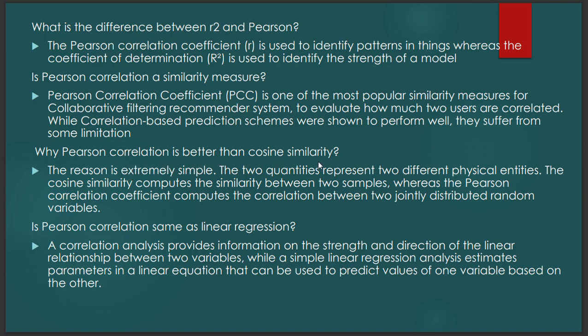Why is Pearson correlation better than cosine similarity? The reason is extremely simple. They are quantities referring to different physical entities. The cosine similarity computes the similarity between two samples, whereas the Pearson correlation coefficient computes the correlation between jointly distributed random variables. Pearson correlation is the same as linear regression. A correlation analysis provides information on the strength and direction of the linear relationship between two variables, while simple linear regression analysis estimates the parameters in a linear equation that can be used to predict the values of one variable based on the other.